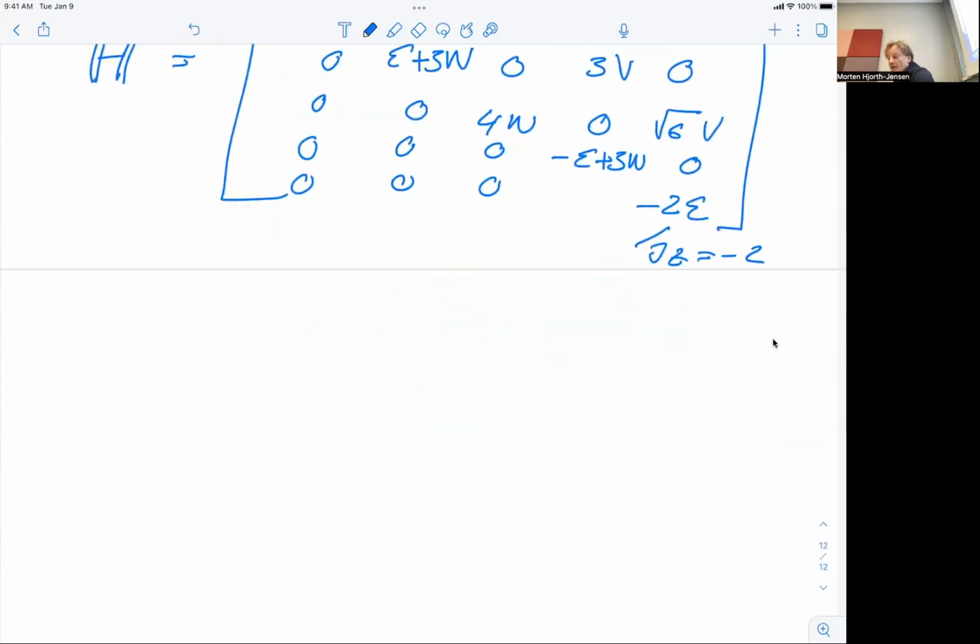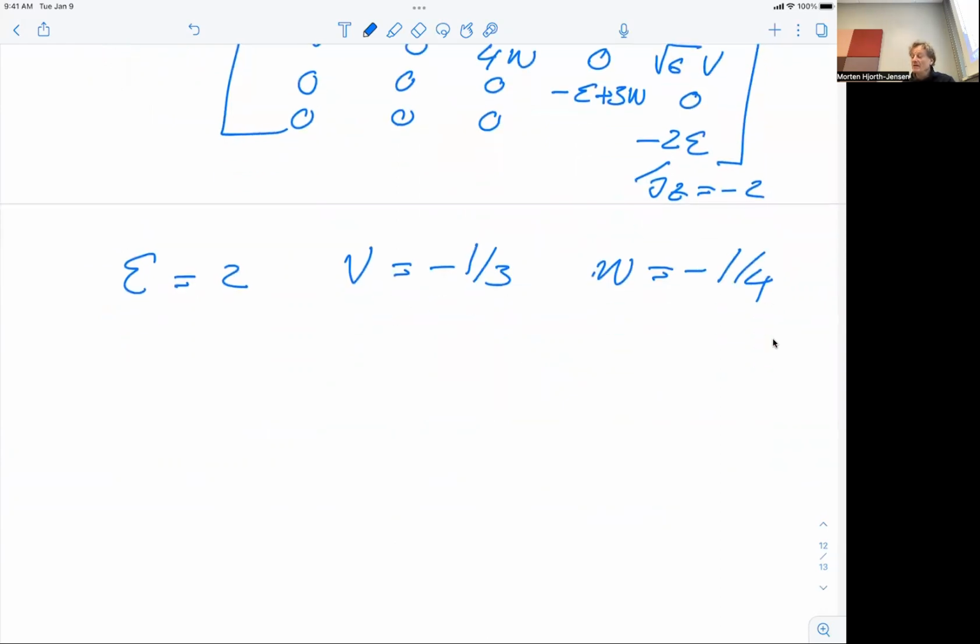There are some simple cases which we can discuss now. So we can put epsilon equal to 2, and then we can put V to minus 1/3. And then I can put W to minus 1 divided by 4. If I diagonalize them, I'm going to get specific eigenvalues. So I will get the lowest eigenvalue, E4, which is equal to minus 4.21 something. That's the lowest lying state.